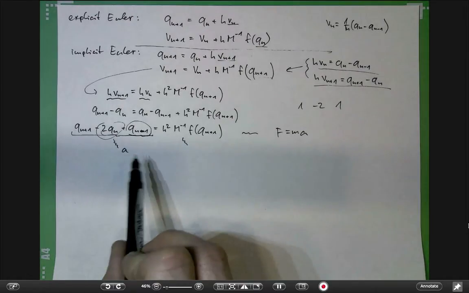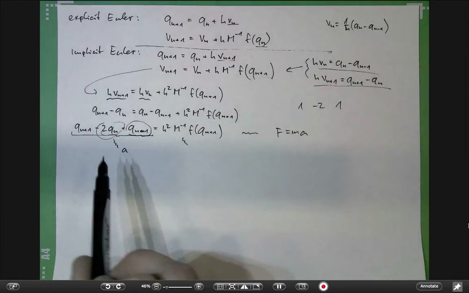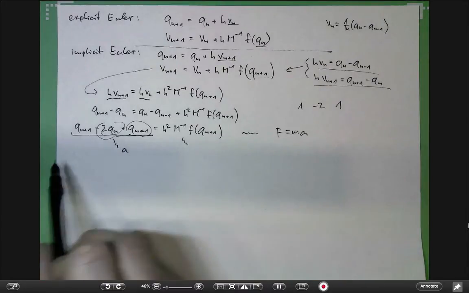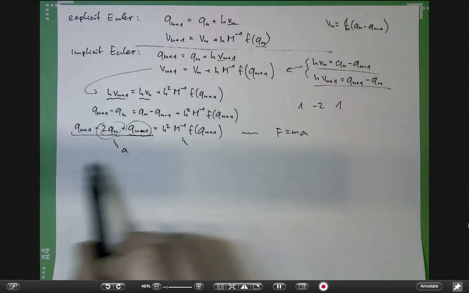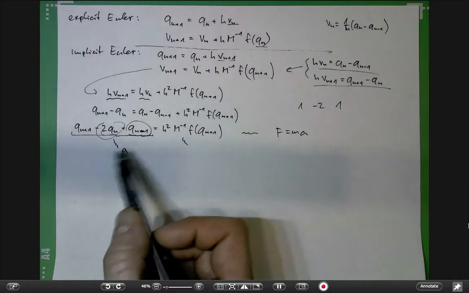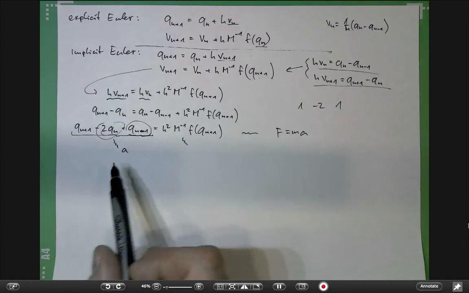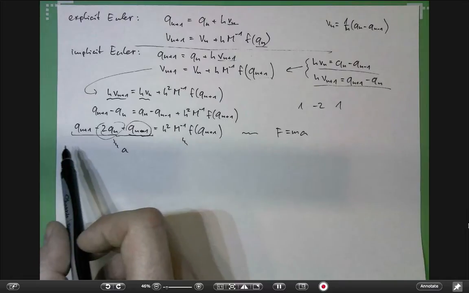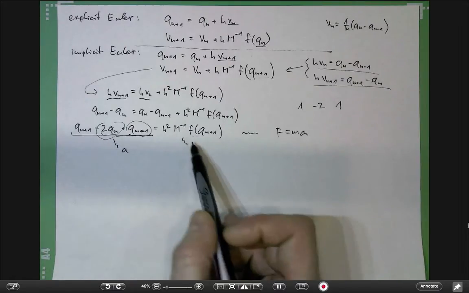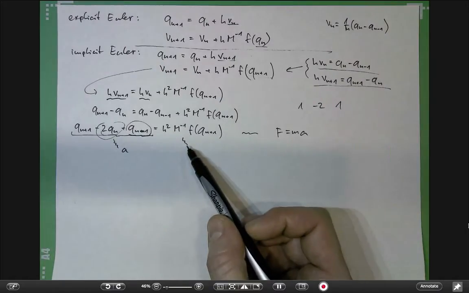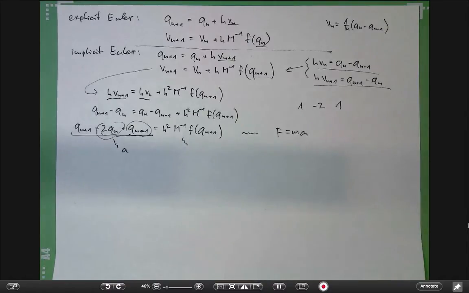So the task of implicit or backward Euler is to basically solve this system of equations, right? You always have to keep in mind this is a system of equations because Q is a 3m dimensional vector. On the left-hand side and on the right-hand side, I have a 3m dimensional vector. So these are 3m equations, right?